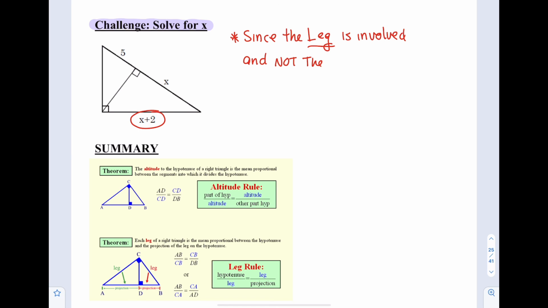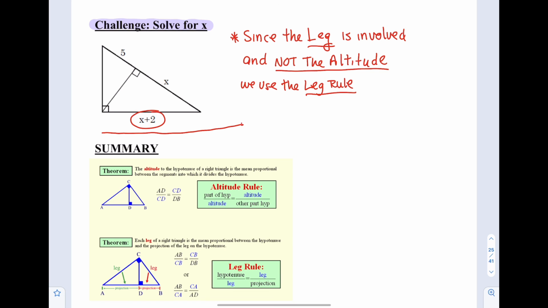So here on the bottom I have a summary of the two rules, the altitude rule and the leg rule. And we're going to try this challenge problem here. Solve for x. Well, since the altitude is not being used here and the leg is involved, x plus 2 is the leg, that means that we're going to use the leg rule. Okay, so when we start setting up the leg rule, sometimes the right triangle might not be oriented in the way that you saw it in the example, so you just have to think about seeing the pattern.